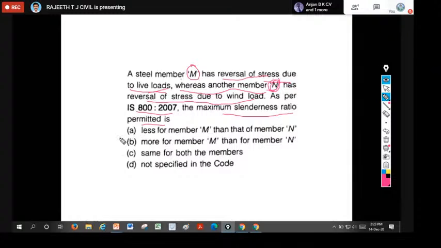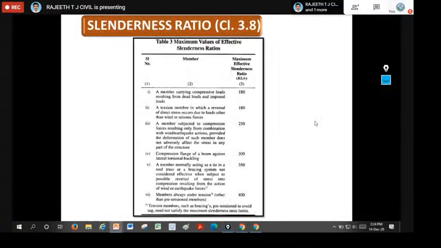Here they have given four options. The first option is less for member M than that of member N. The second is more for member M than for member N. The third is the same for both members. The fourth is not specified in the code. Actually, they are specified in the code. We will see the technical term here. For member M, we are getting reversal of stress due to live load. We'll see the table in the last slide.